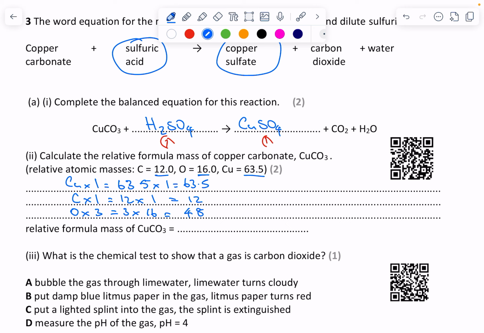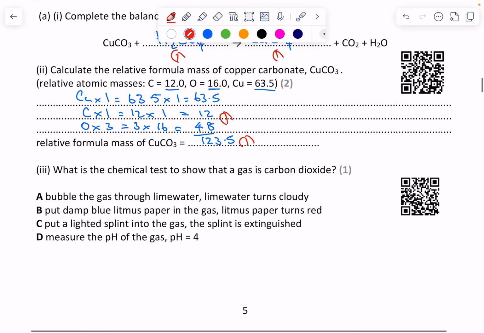So we add those up. Let's put those into my calculator. 48 plus the 12 plus the 63.5, I've got an answer here of 123.5. 2 marks in total, 1 mark if you've got all these bits, and then 1 mark for the final answer.